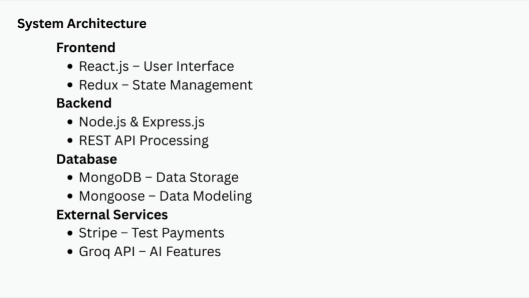The second layer is the backend, developed using Node.js and Express.js. The backend acts as the brain of the application. It receives requests from the front end, performs business logic, validates user data, authenticates users, processes payments, and communicates with the database. For example, when a user clicks the login button, the backend verifies the email and password, generates a JWT token if the credentials are valid, and sends the response back to the front end.